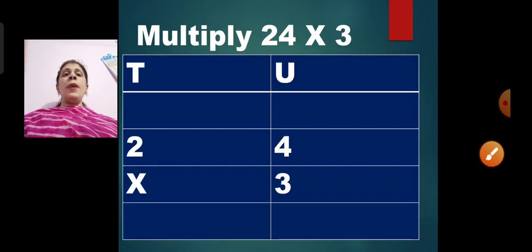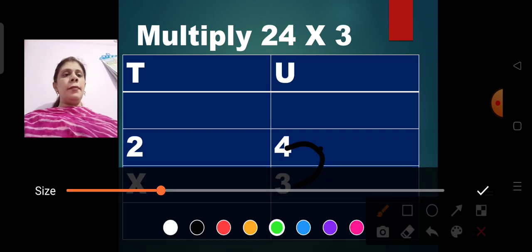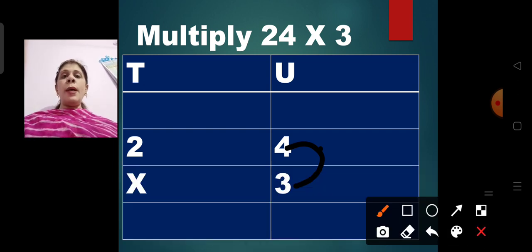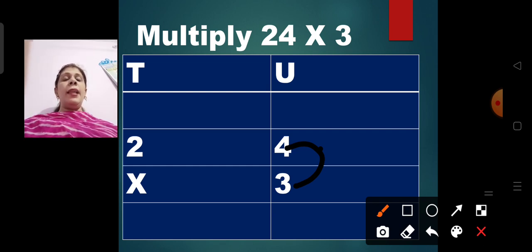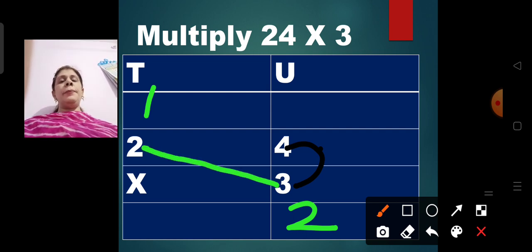Next, 24 multiplied by 3. Here the numbers are arranged according to their place value. Now let us multiply. First we are going to multiply 4 by 3. So 4 ones are 4, 4 twos are 8, 4 threes are 12. So for 12 I will write 2 here and 1 I will carry over in tens place. Then I am going to multiply 2 with 3.